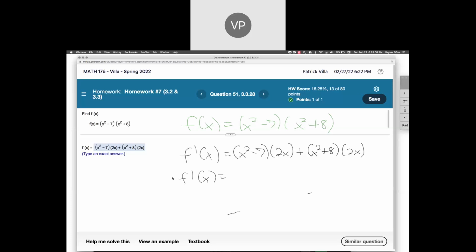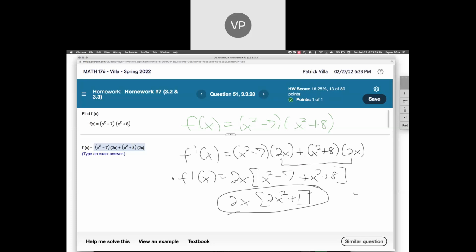Okay, but even though they didn't ask for it further, my recommendation is I want you to simplify this a little bit more. Sometimes this happens, I can factor a 2x out of both of these. And that will leave me the x squared minus 7 plus the x squared plus 8. And that becomes 2x squared plus 1. And that's my best, cleanest answer, or put a parenthesis there, of course.